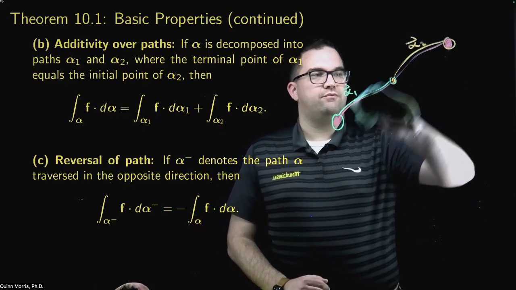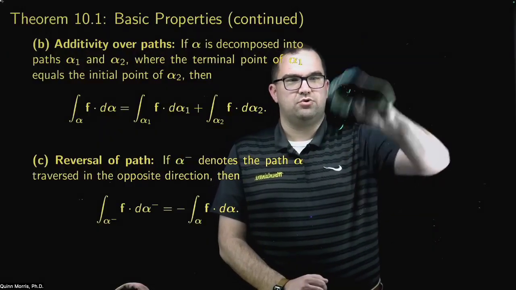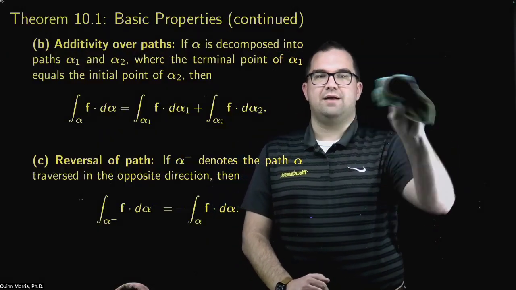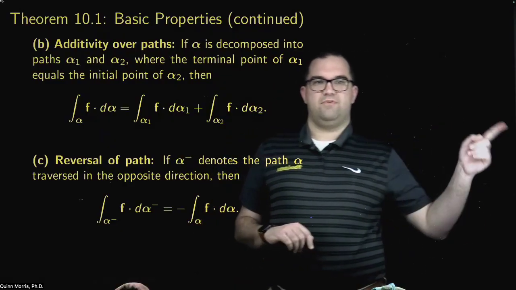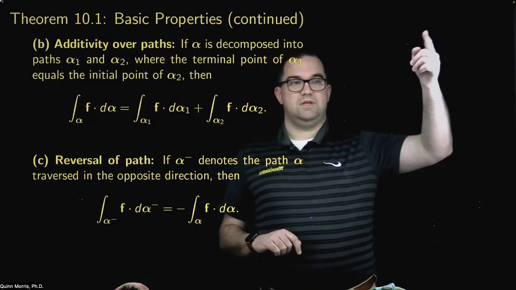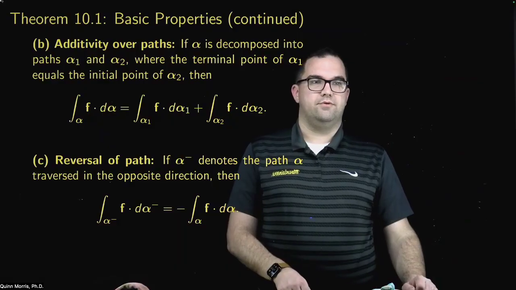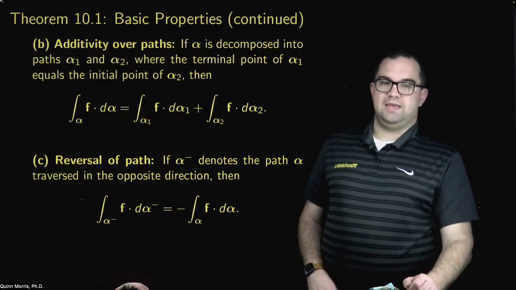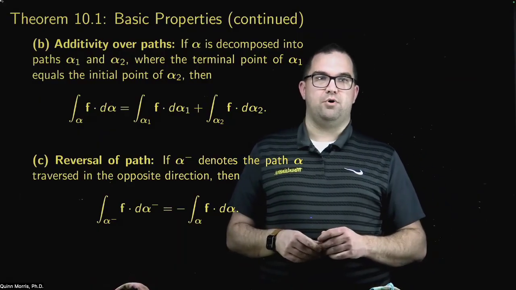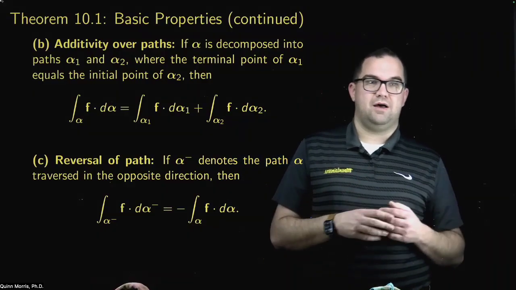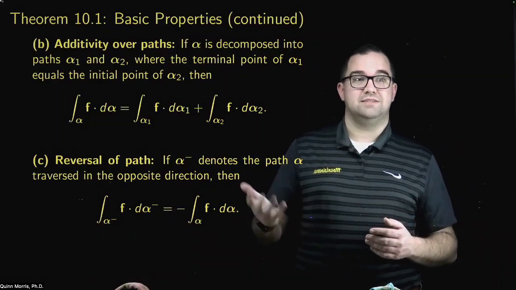The final one actually falls out of the theorem we proved earlier, but it's just a helpful thing to have in the back of your mind. It essentially says if alpha minus just takes the path alpha and reverses it so that it moves in the opposite direction, then your line integrals are going to be opposite of one another. So here you just need to formulate alpha minus as an appropriate change of parameters of alpha, and then the result falls out of our previous theorem.